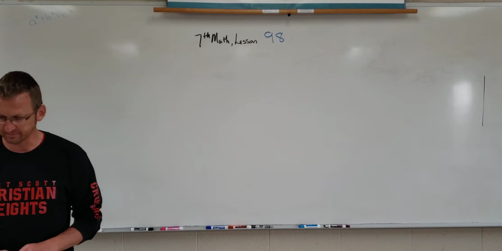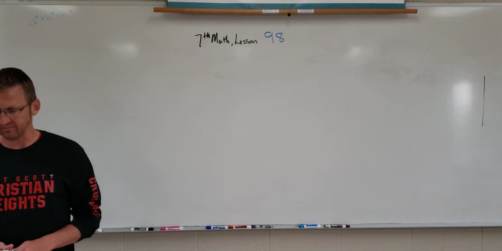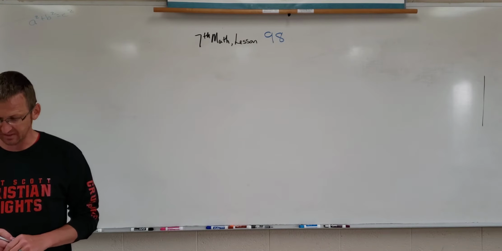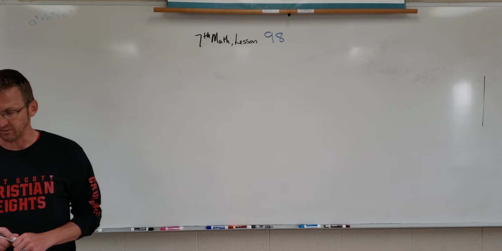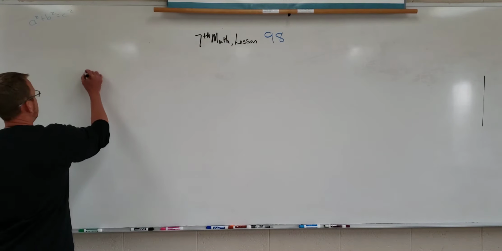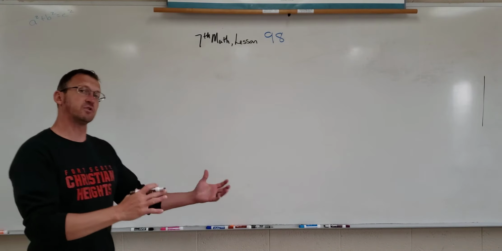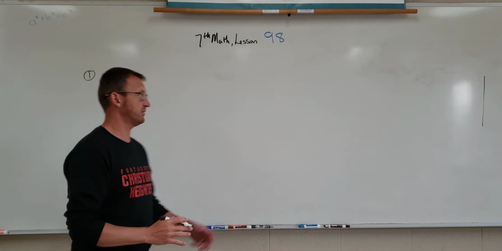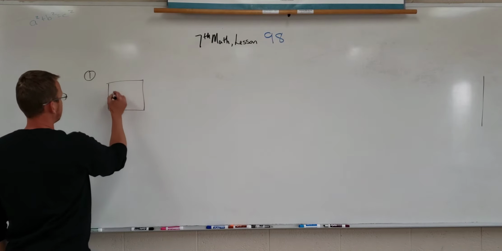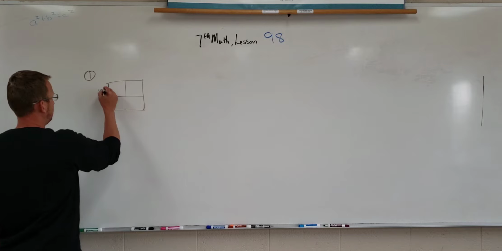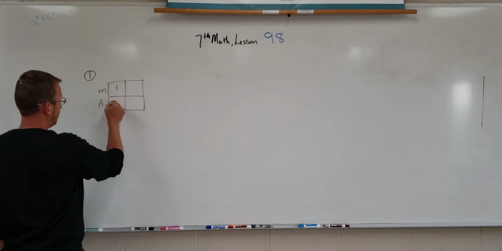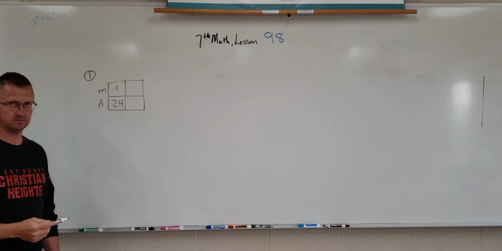So on example 1, it says a model airplane is built with a scale of 1 to 24. If the wingspan of the model is 18 inches, the wingspan of the actual airplane is how many feet? Now, we're going to set this up real similar to lesson 97 with proportions. So, if you need to do a ratio box, do that. Model, actual. So it says 1 to 24 is our scale.